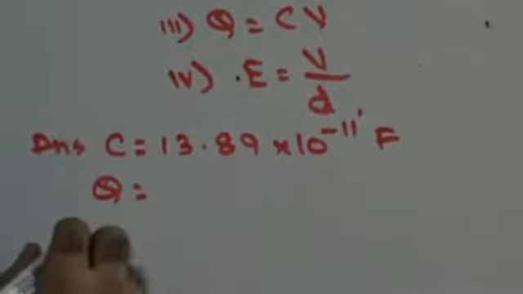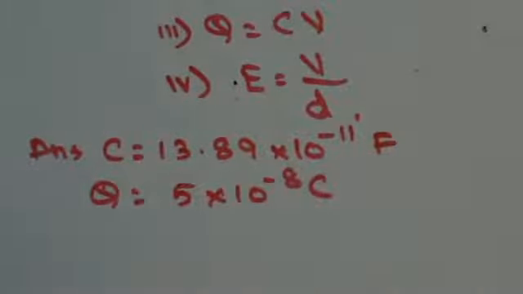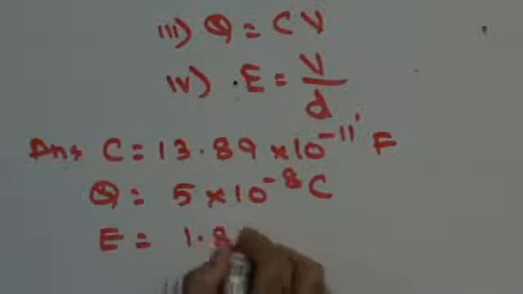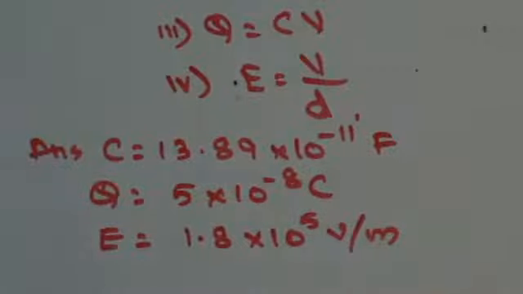The answer for the sum should be, capacitance should come out to be 13.89 into 10 raised to minus 11 farad. Charge should be equal to 5 into 10 raised to minus 8 coulombs. And electric field intensity is 1.8 into 10 raised to 5 volts per meter. Fine, do we get this thing here? Next, let's see another sum.